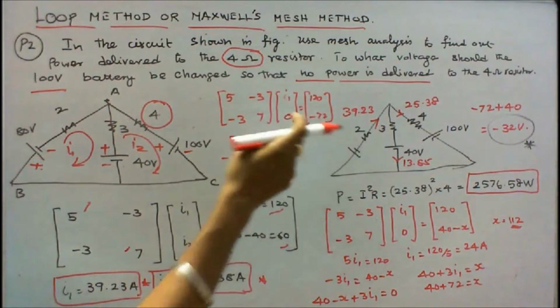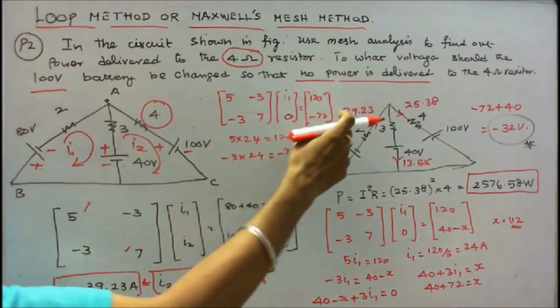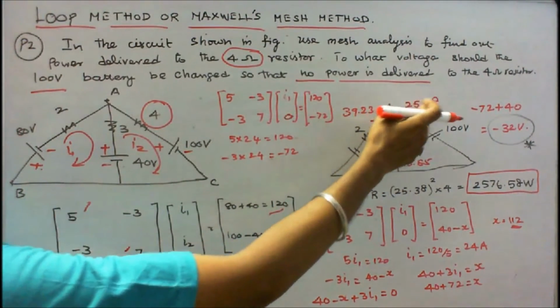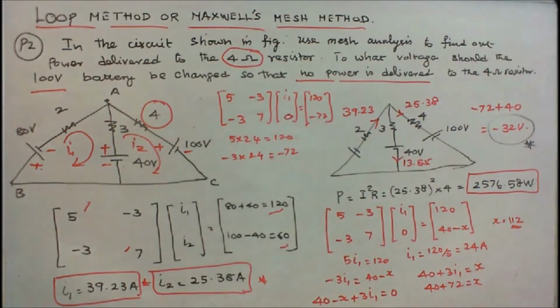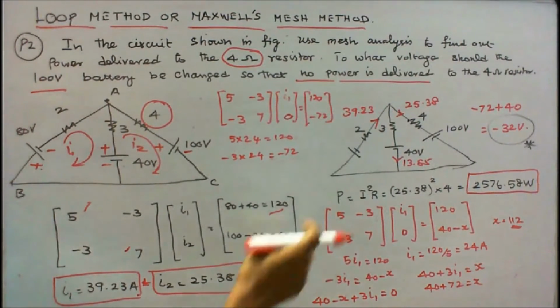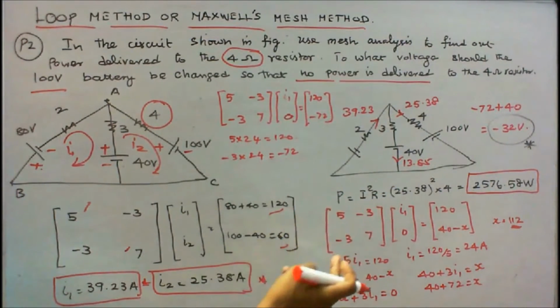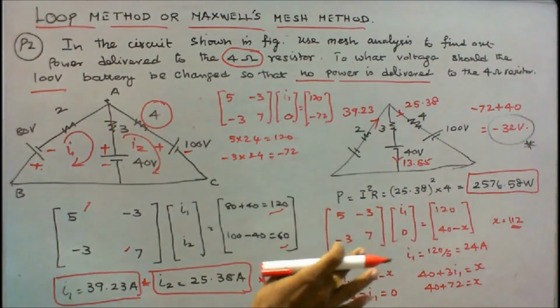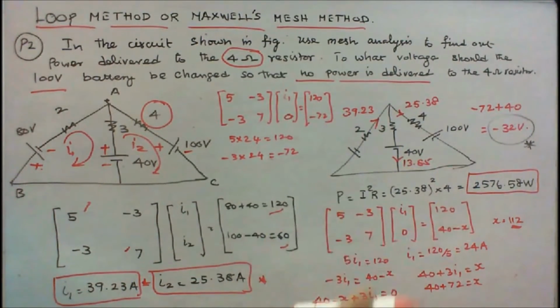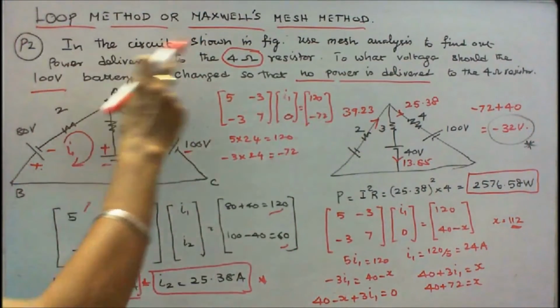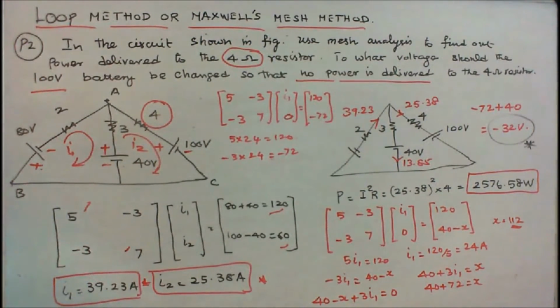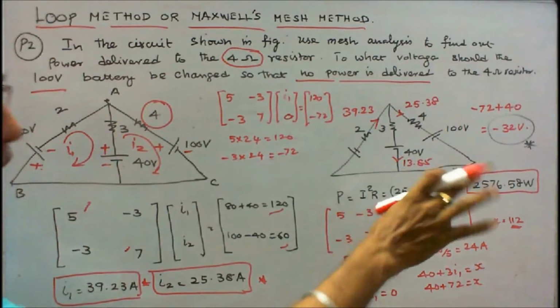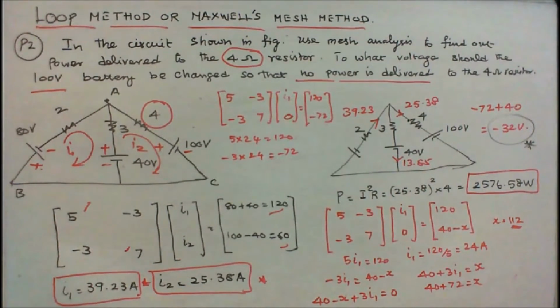Again I redraw the diagram. This is 39.23, this is 25.38. I know the current, so I can easily find the power dissipation. P is equal to I square into R. 25.3, the whole square, into 4, that is equal to 2576.58 watts. So the first question: the power delivered to the 4 ohm resistor is 2576.58 watts.